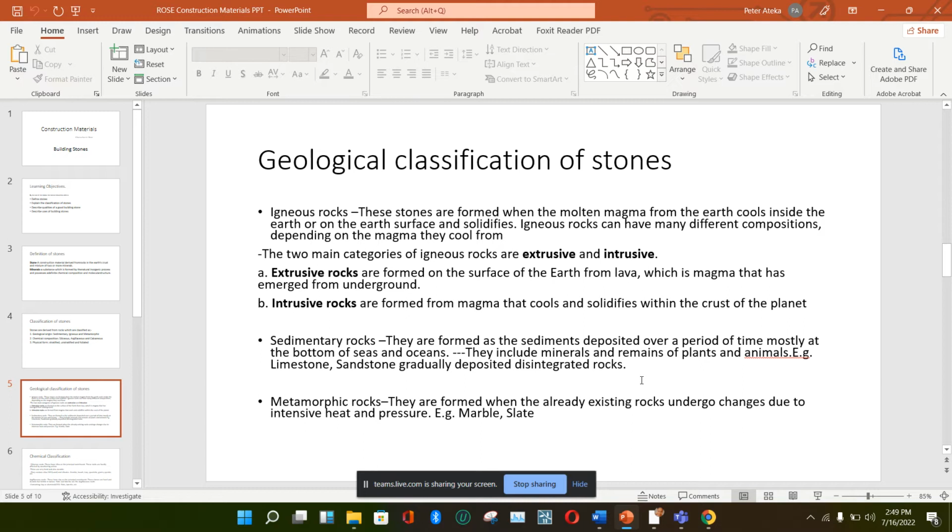And then the other one is metamorphic rock. Metamorphic rocks are formed when already existing rocks, which could be either sedimentary rocks or igneous rocks, undergo changes due to intensive heat and pressure. This is simply when existing rocks undergo weathering. Examples of metamorphic rock are marble and slate.